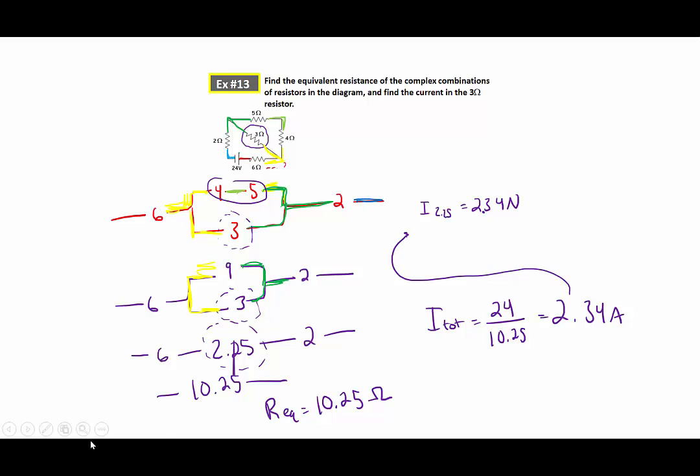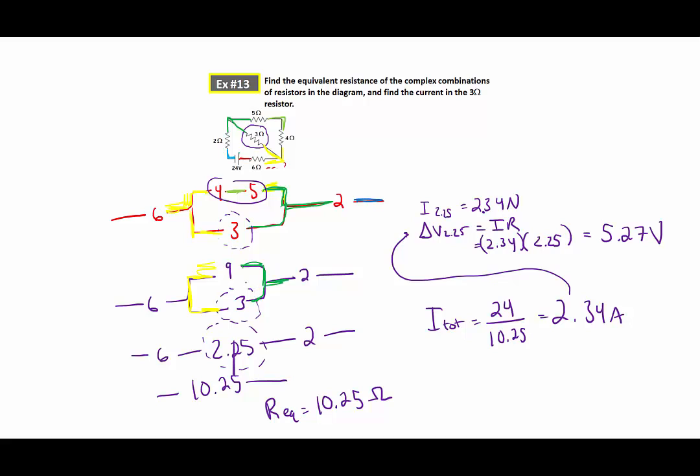So I'm going to find that voltage, and that's going to be at the 2.25. It's going to be equal to I times R. And so I can take the current of 2.34 amps times the equivalent resistance of those two together, and that's going to be 2.25 ohms. And I'm going to get a voltage drop of 5.27 volts. Okay, that's going to be my green to yellow.